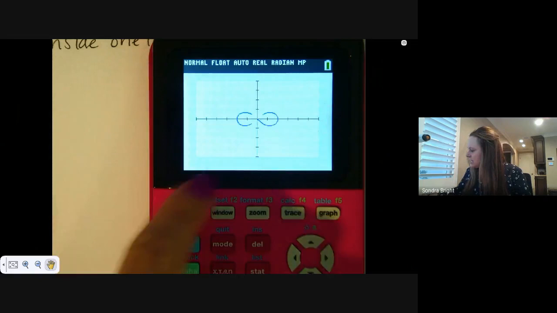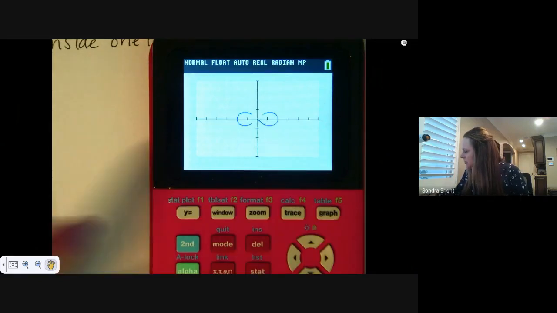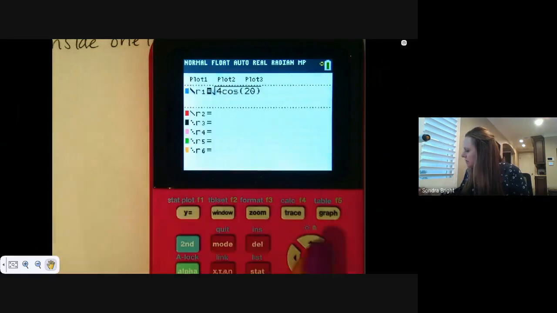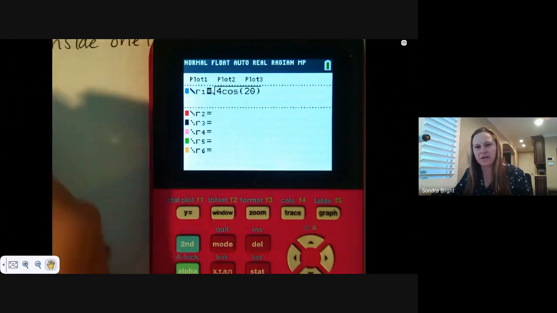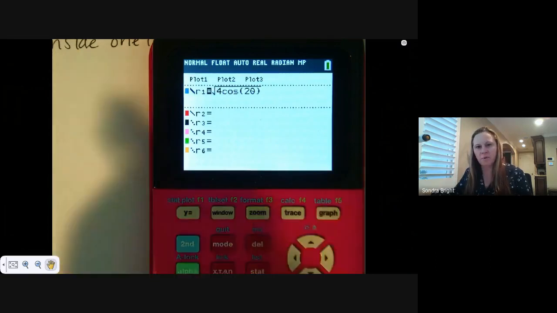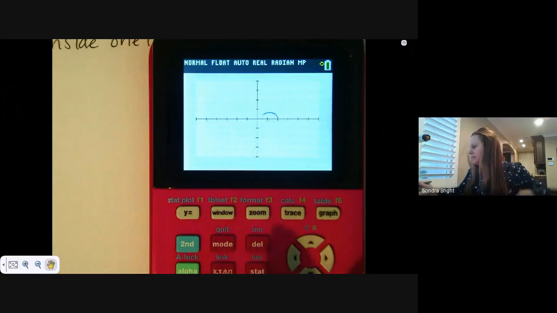But did you see that? Let me show you again. I hit enter and then enter again. When I hit graph, watch how it graphs. It's going to start on the positive x-axis and then trace it through like I just graphed.